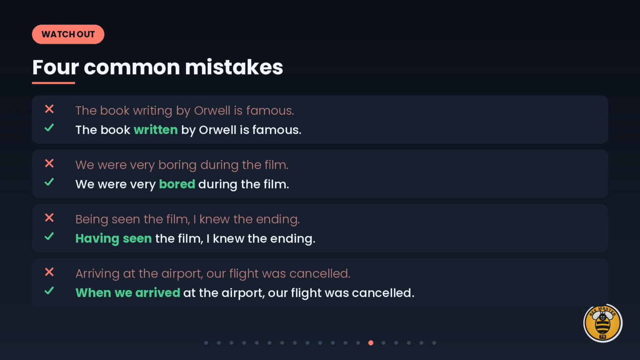Number 3, do not use being for a completed first action. Say having seen the film, not being seen the film. And number 4 is our dangling participle again. Arriving at the airport, our flight was cancelled is wrong, because the flight was not arriving; we were. So keep the full clause. When we arrived at the airport, our flight was cancelled.